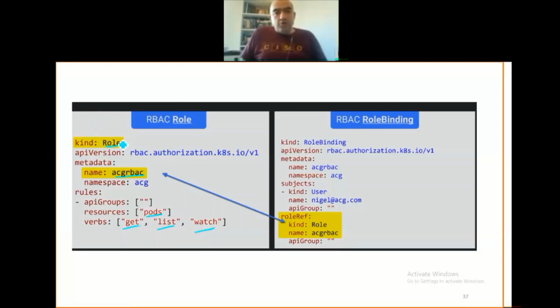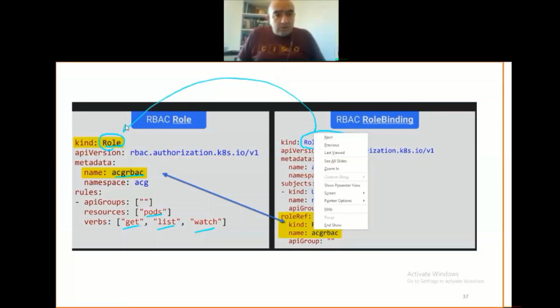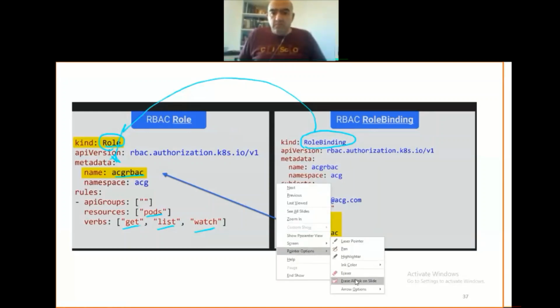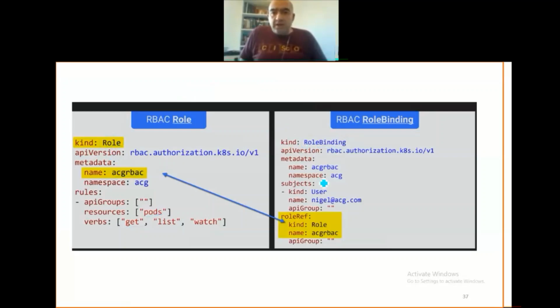So this object is role. What I need to do now is create another K8s object called role binding and mention some user inside it. Then mention that this role binding will use this role ACGRBAC. So you can see here in this object role binding, I'm saying that this role binding will have a role reference.